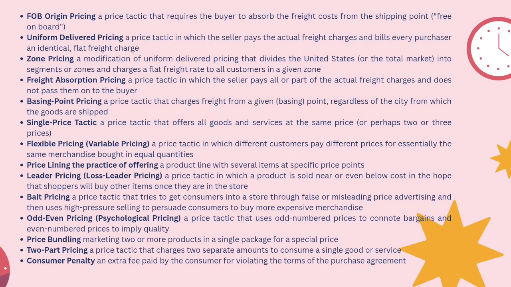FOB origin pricing. Sa ganitong setup, si buyer ang bahala sa pagbayad ng shipping mula sa location ng seller hanggang sa kanya. Ito yung example. Nag-order si Mark ng malaking furniture from Cebu at siya ang nagbayad ng shipping cost papunta sa Manila. Next is uniform delivered pricing.